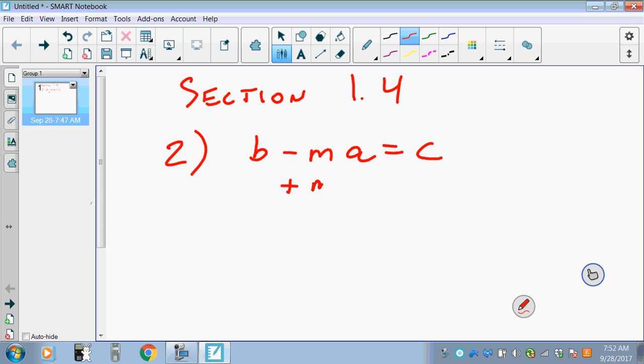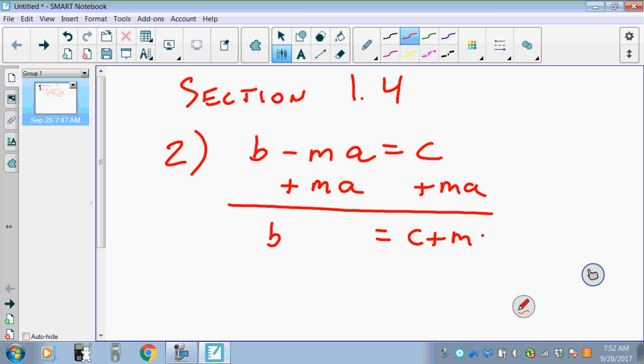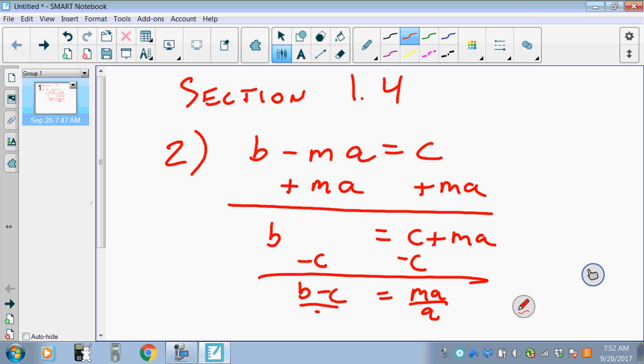So we're going to add MA to this side, add MA to this side. Okay. Add the whole thing. You can't just add M. You have to add M and A together because they're being multiplied. So B is going to equal C plus MA. Now you can go ahead and subtract C from both sides. We get B minus C is equal to MA, and we're going to go ahead and divide by A. Okay, and we're going to find out that B minus C over A is equal to M.